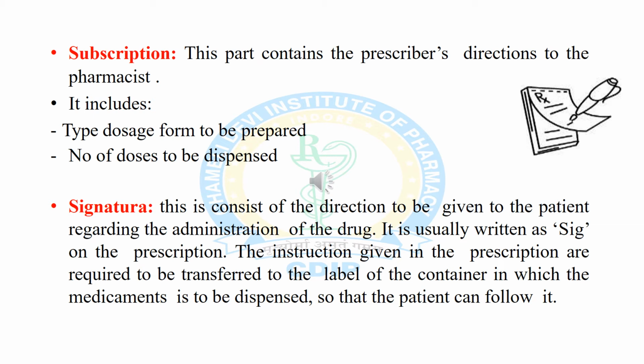Signatura consists of the direction to be given to the patient regarding administration of the drug. The instruction may include the quantity to be taken or amount of drug to be used, the frequency of doses, form and the timing of administration or application, the route of administration, and special instructions such as dilution and direction of dose. It is usually written as SIG on the prescription.